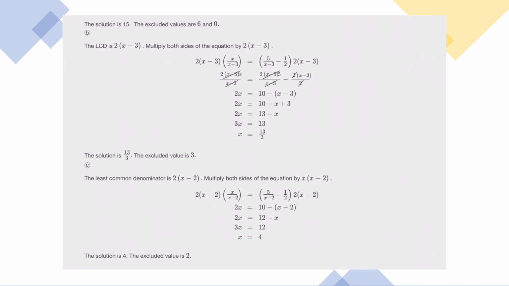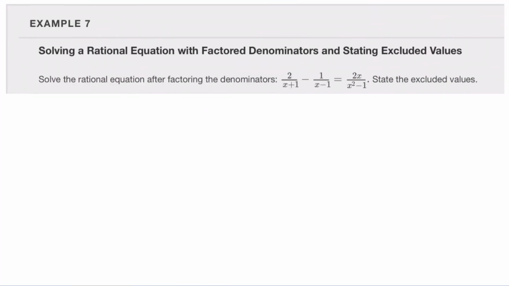The excluded values are 6 and 0, right? Because again, the excluded values come from the original equation where we cannot divide by 0. So any x that makes the denominator 0, we have to exclude those values. Solve the rational equation after factoring the denominators.